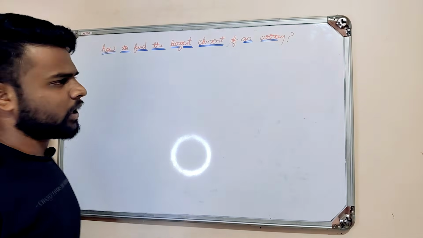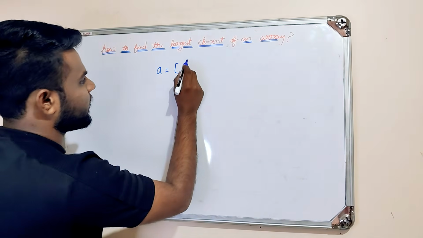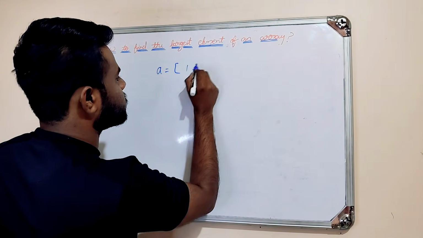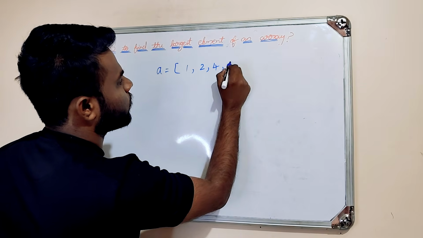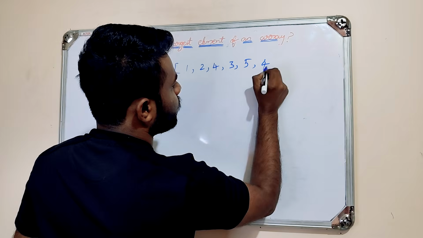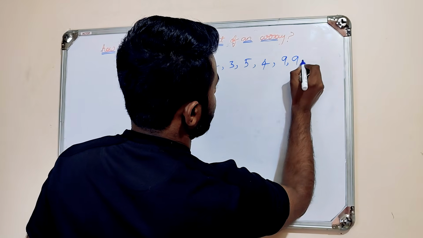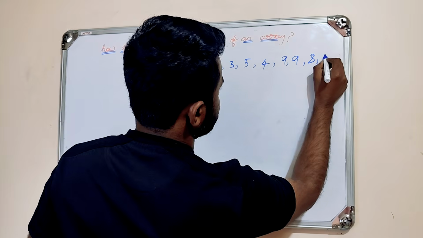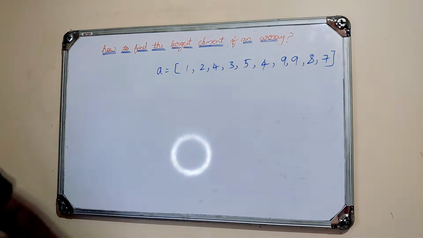Here you are given an array like input one. Let me take some random values: 1, 2, 4, 3, 5, 4, 9, 9, 8, 7. So this is an array.